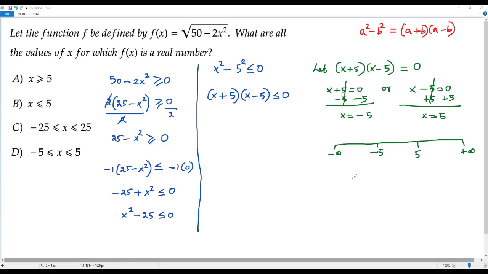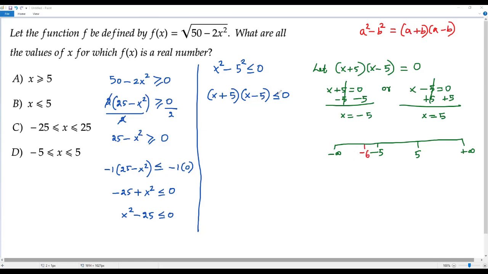So here we get three intervals: from negative infinity to negative 5, negative 5 to positive 5, and positive 5 to positive infinity. Now we have to check all these intervals one by one with this inequality, that is, to find the interval which satisfies the inequality we have over here. Now let's choose a random value in the first interval. Probably we can choose negative 6.